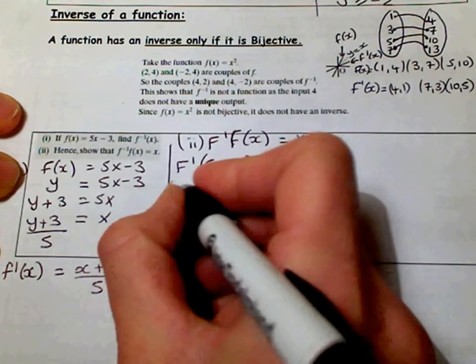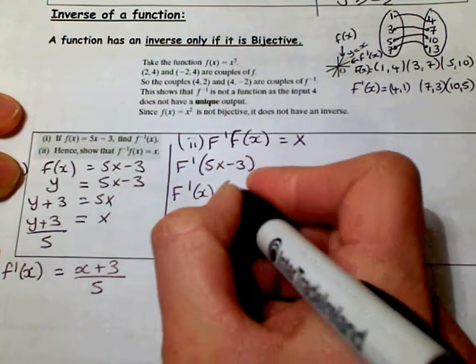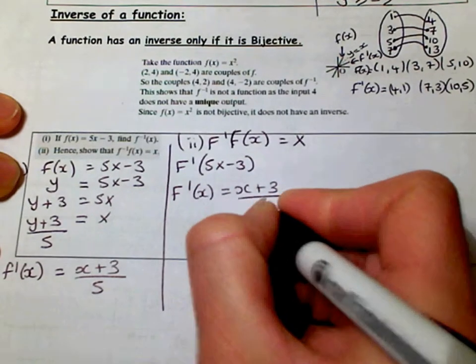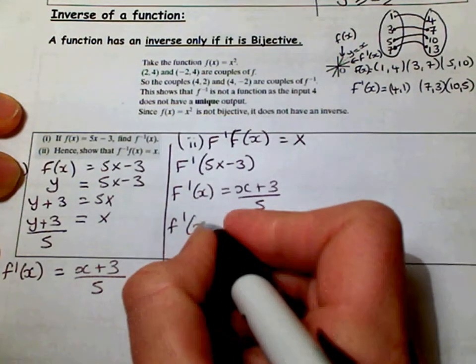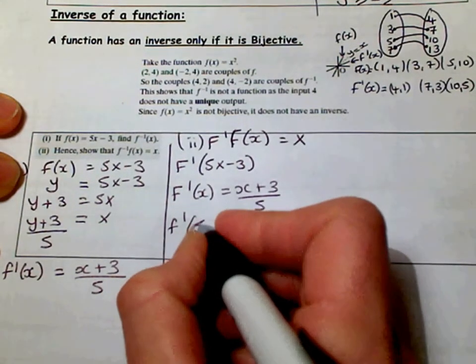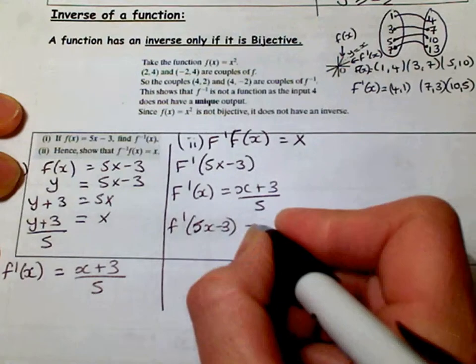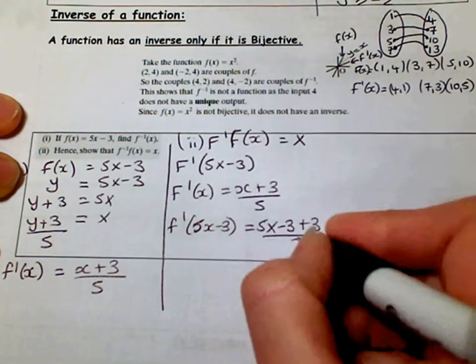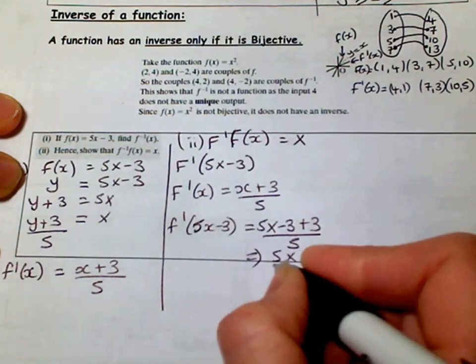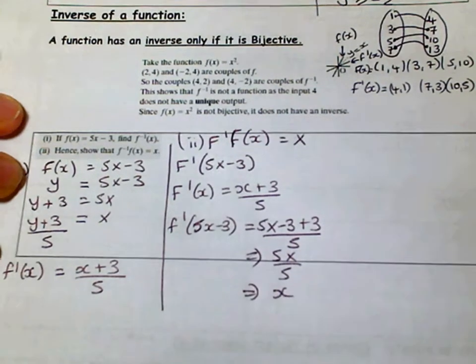So we have f of x is equal to (x + 3) all over 5. f dash of (5x - 3) is equal to (5x - 3 + 3) all over 5. So you can see there you're left with 5x all over 5, which leaves you with x.